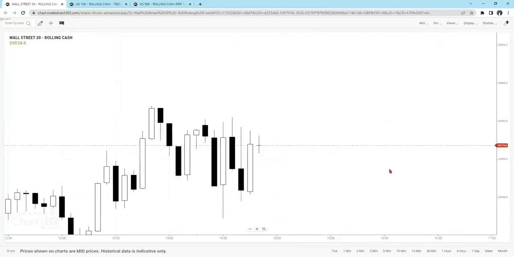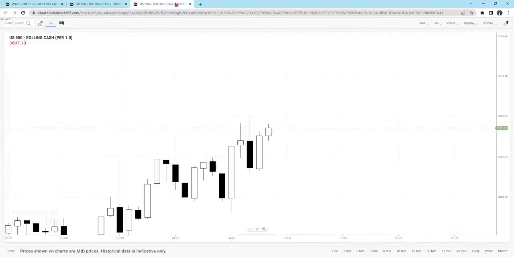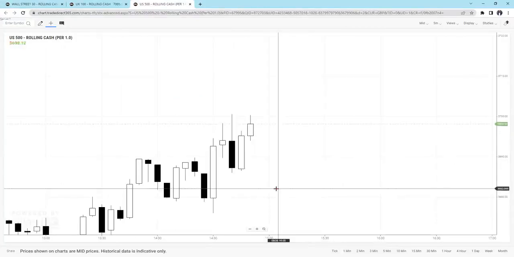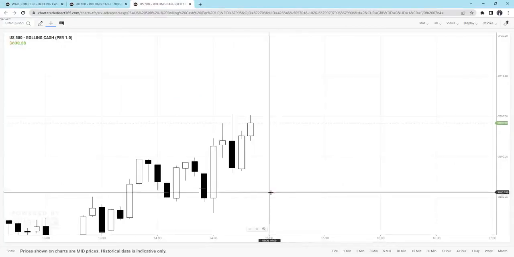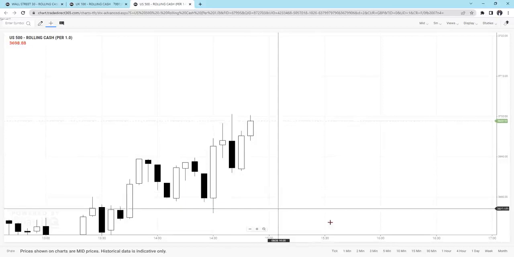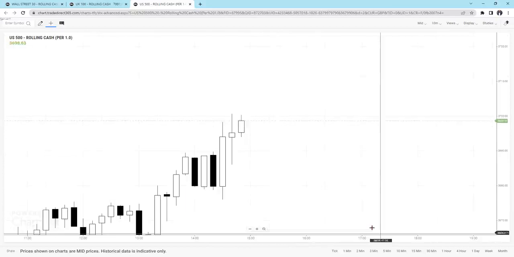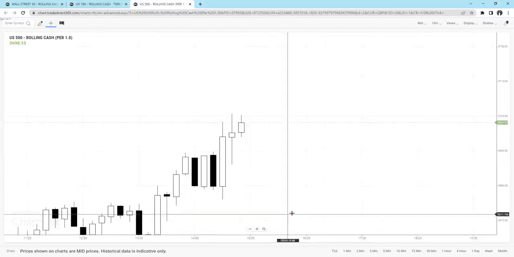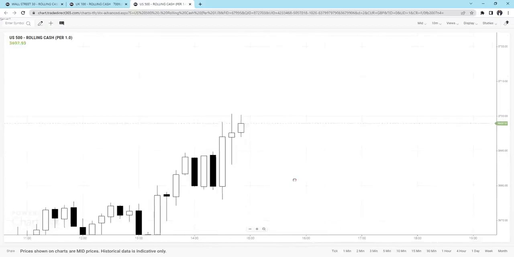NASDAQ is making new highs on the day. S&P well on its way. Dow is not. I'm actually, for your benefit, analyzing the S&P chart rather than the Dow chart.